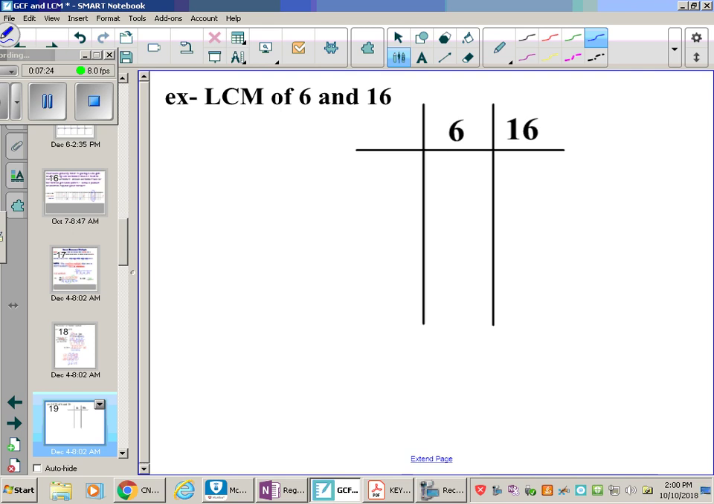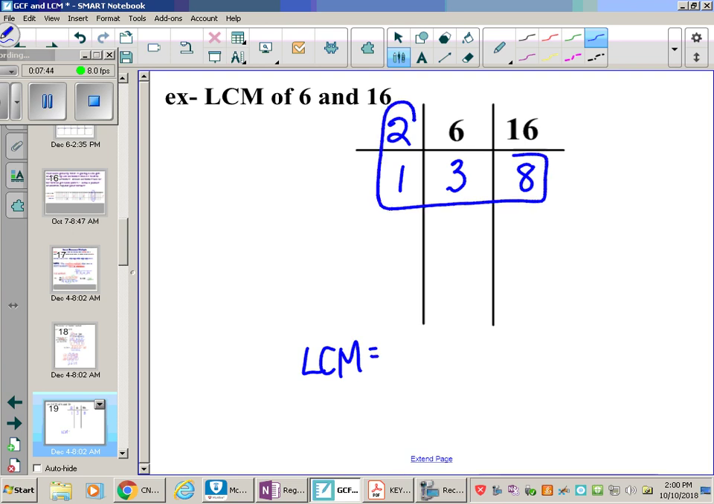So the least common multiple of 6 and 16. When I look at those, I'm going to say, well, 2 goes into both 6 and 16. 2 goes into 6 3 times. 2 goes into 16 8 times. When I look at 3 and 8, they have only 1 as a common factor. So I could pick out my LCM by doing 2 times 3 times 8. 2 times 3 is 6. 6 times 8 is 48. The least common multiple of 6 and 16 is 48.